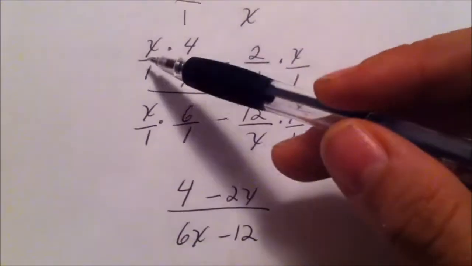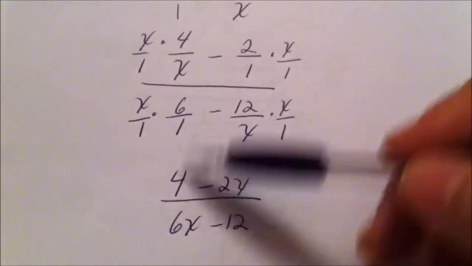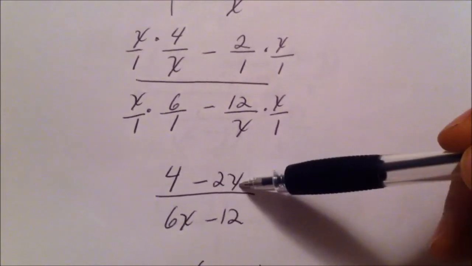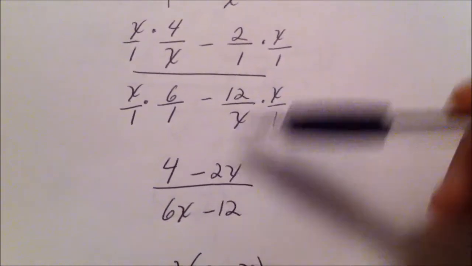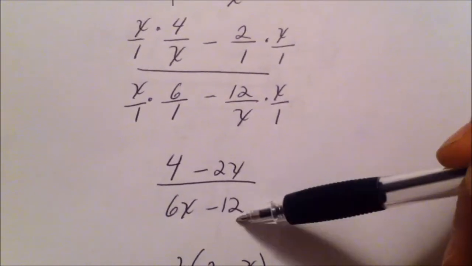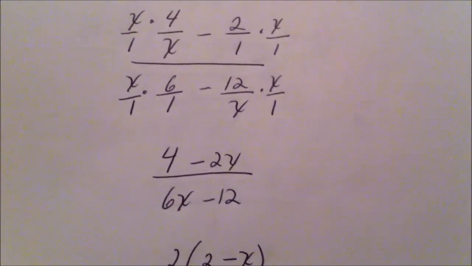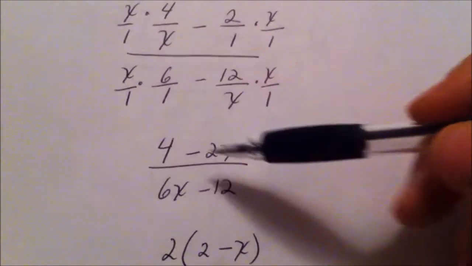So now the x is simplified to 1, and I'm left with just a lonely old 4 there. Bring down the negative. The 2 and the x can't do anything. You get 2x. Nothing here. You have 6x. Bring down the negative. Here the x is simplified to 1. You have the 12. You see how it's no longer complex? Now this is just a simple rational expression, a fraction, that maybe requires factoring.